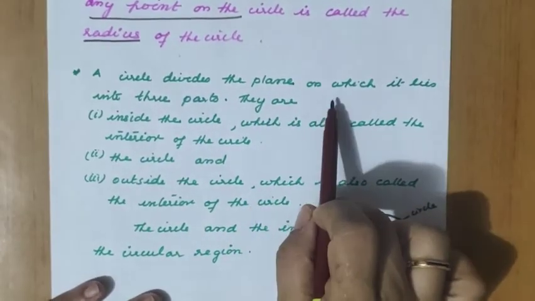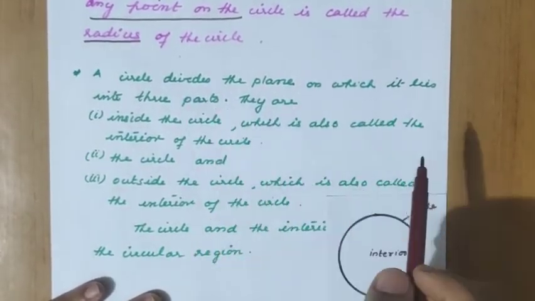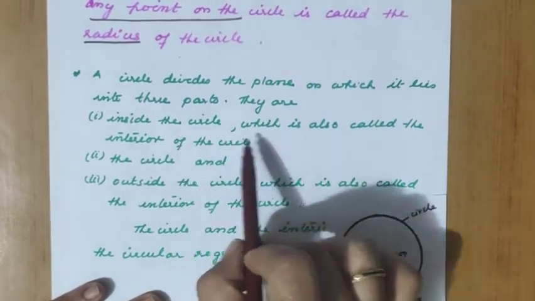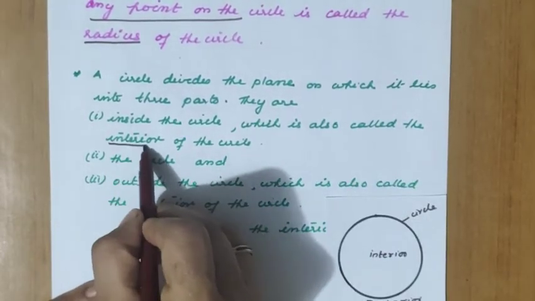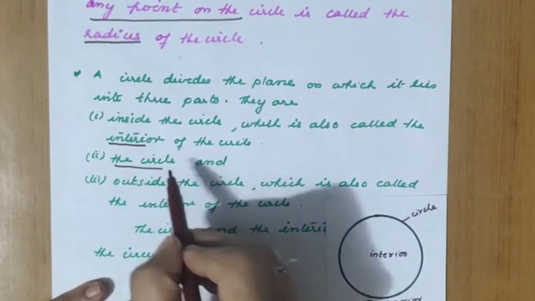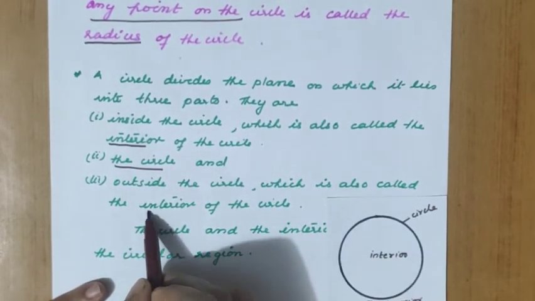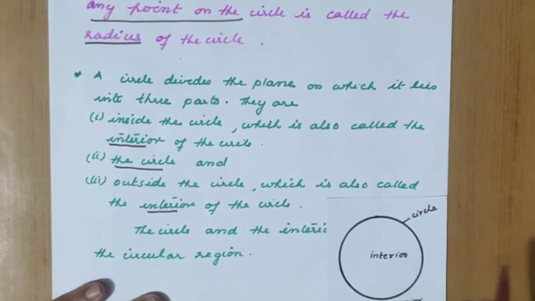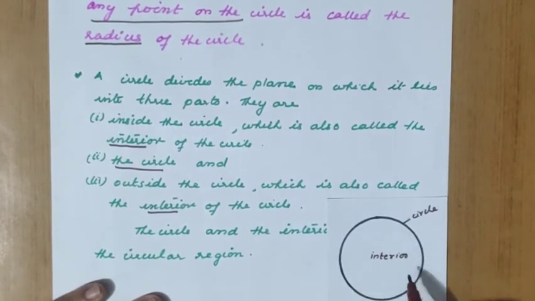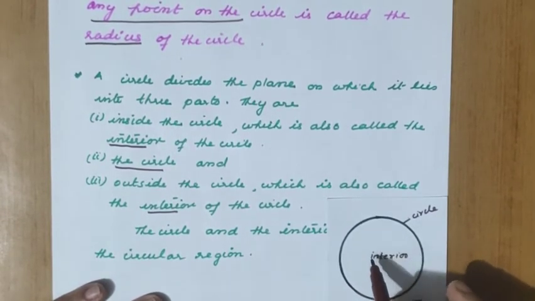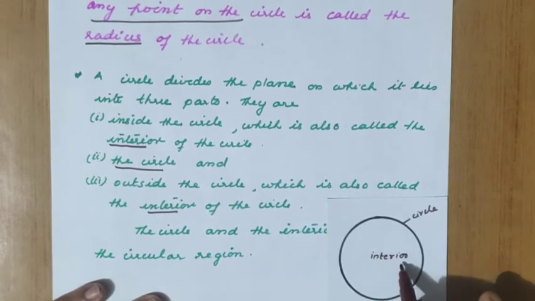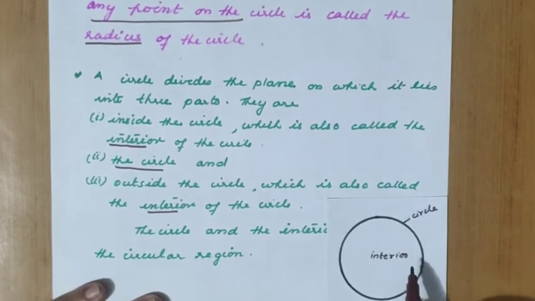A circle divides the plane on which it lies into three parts. They are inside the circle, which is called the interior, and the circle. What is the second part? Circle. Outside the circle, which is called the exterior. You can see the diagram here. In this, the circle is drawn here. This interior part, that is inside the circle, is called the interior part of the circle, and this line, the boundary, is called the circle, and outside the circle, what is the name? Exterior. The words interior and exterior are familiar to you people. So the same thing here also.